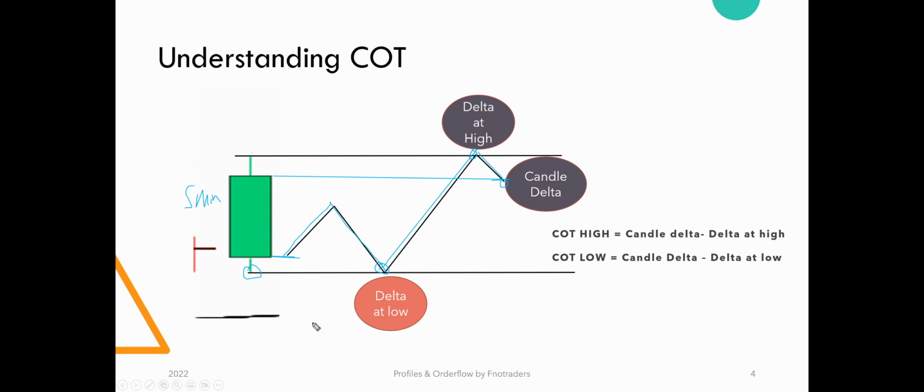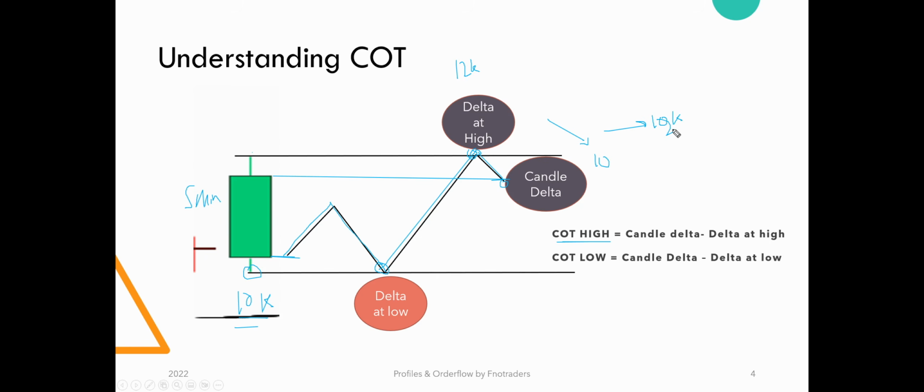Within that candle journey, it will make a low, a high, and a close. Now let's think about COT high. COT high is the difference between the delta at the high and the delta at the close. The candle delta is what you see at the bottom, the delta of each candle. For that 5 minute candle, let's say delta is 10k. And whatever delta within that journey was at the high, let's say it was 12k. Then the difference is 12k minus 10k, which is 2k. That is the COT high.